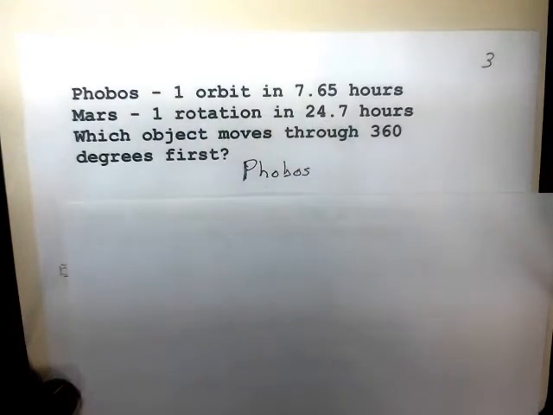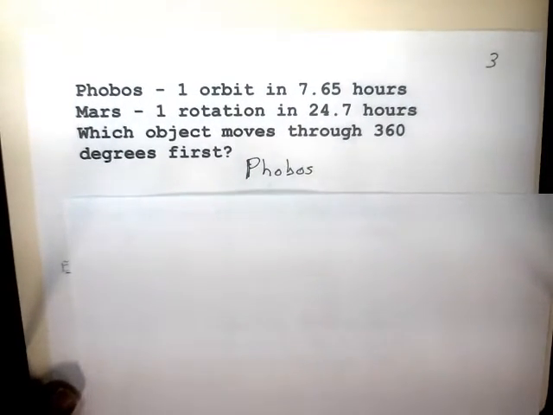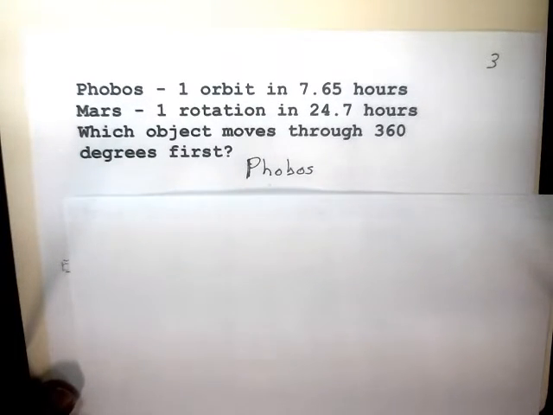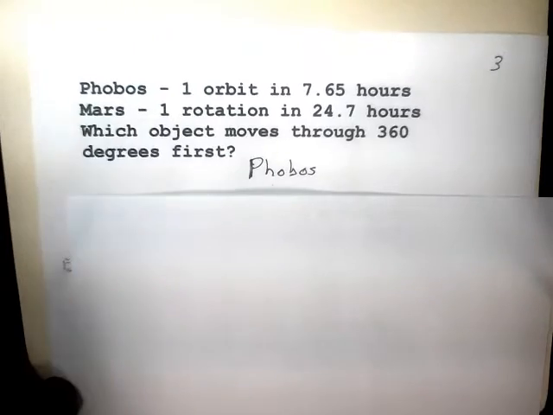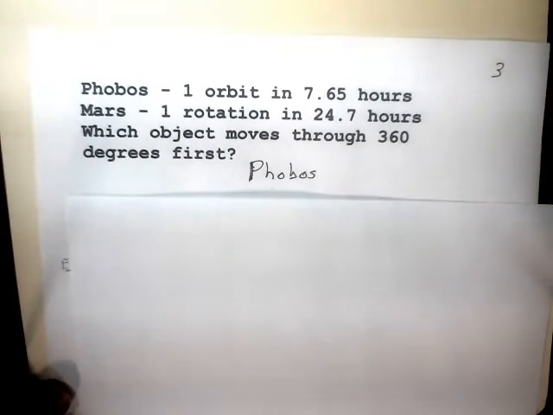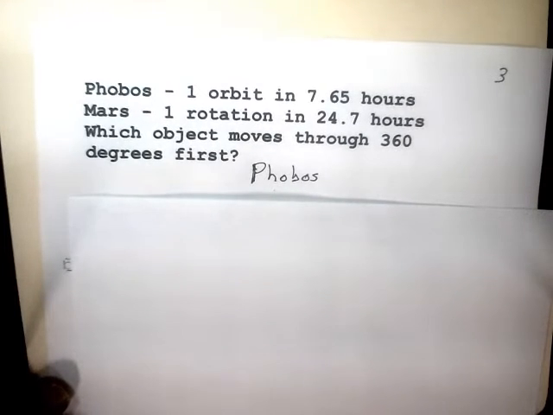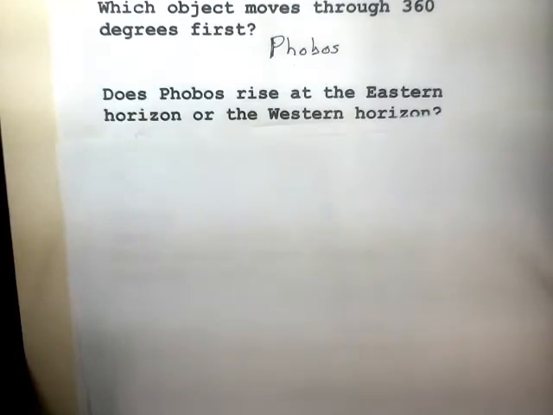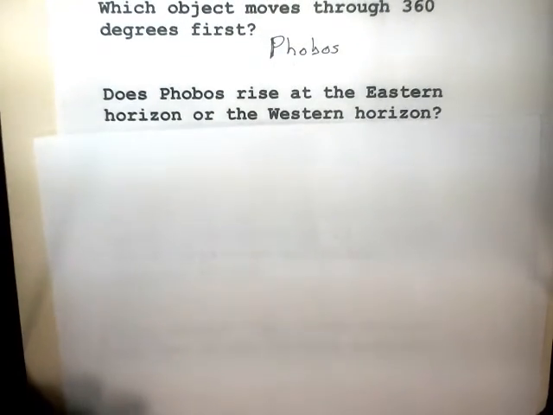So Phobos, one orbit every 7.65 hours. Mars has one rotation in 24.7 hours. Here, the object of interest is completing one orbit in a shorter time than the rotation for the planet. And which object is going to move through 360 degrees first, complete one circle? Well, Phobos, having a shorter orbit time than the rotation time for Mars, Phobos is going to go through 360 degrees first, and that's going to have a consequence on where Phobos is observed to rise. Is it going to rise at the eastern horizon like our moon, or the western horizon?